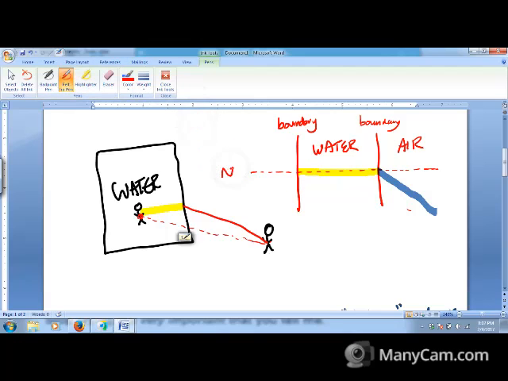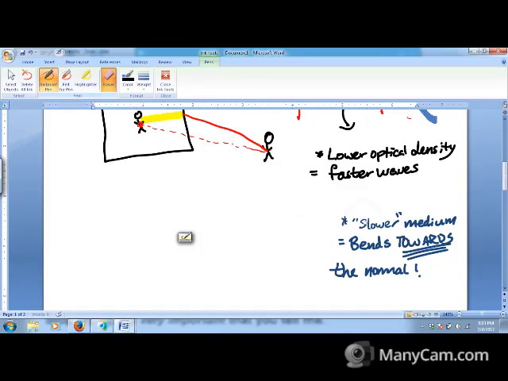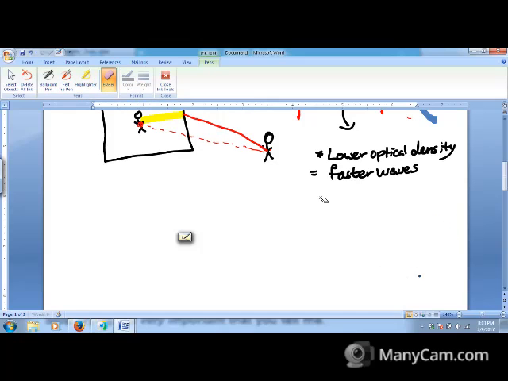And just to reiterate, this is my normal line. Normal line is always perpendicular to my boundary. All right, so my question is, what's going on over here? Well, here's some notes. In this instance, we are going from a higher optical density, more interruptions, to a lower optical density. And this is going to account for faster waves. Also, to add on to that, these faster waves are going to account for bending away from the normal.